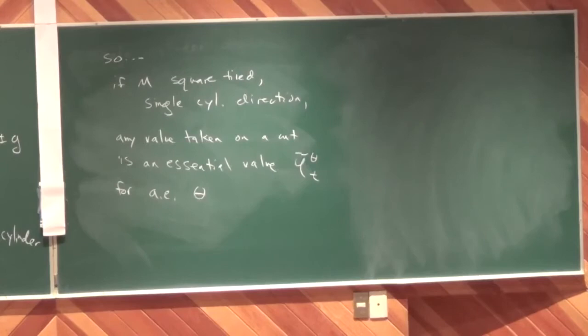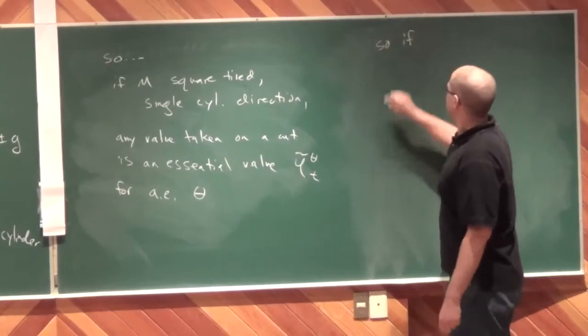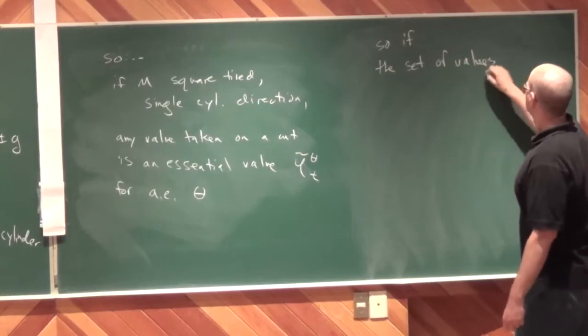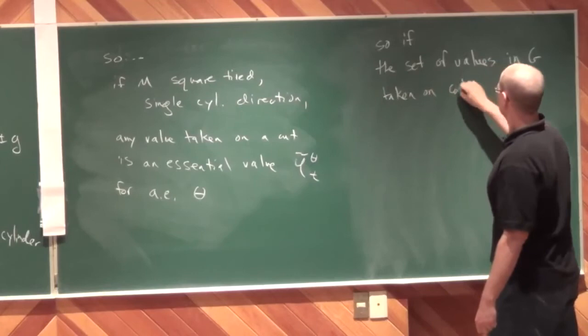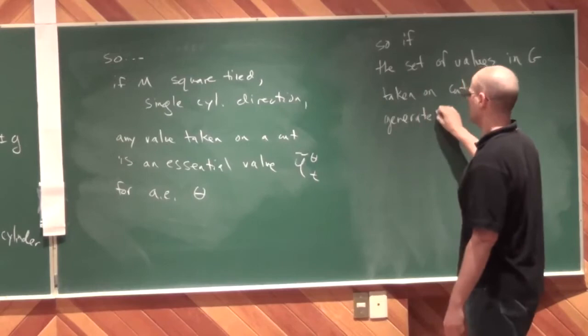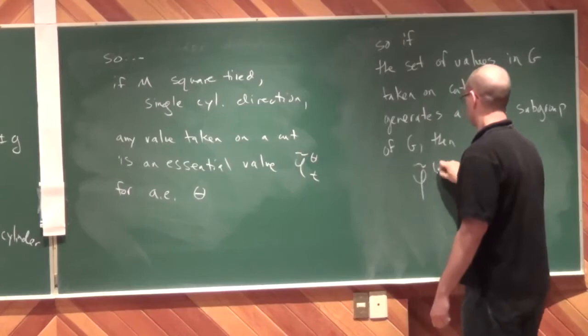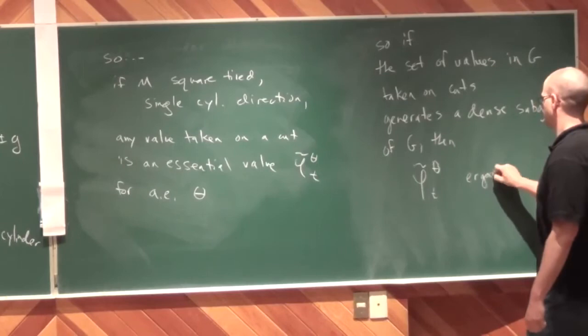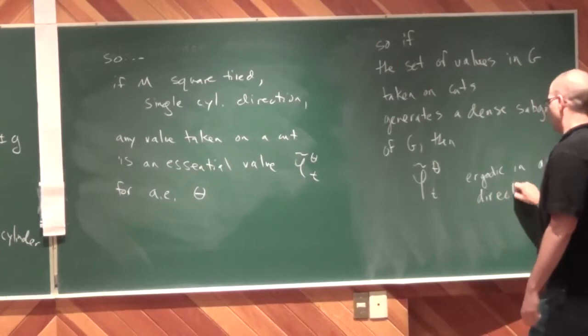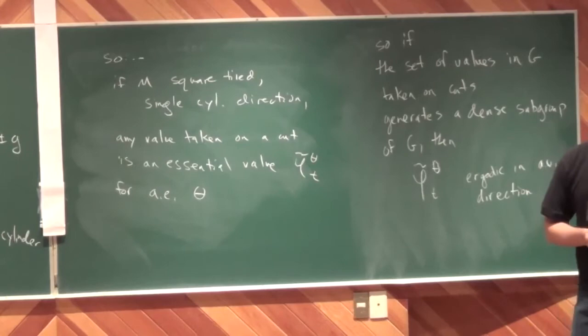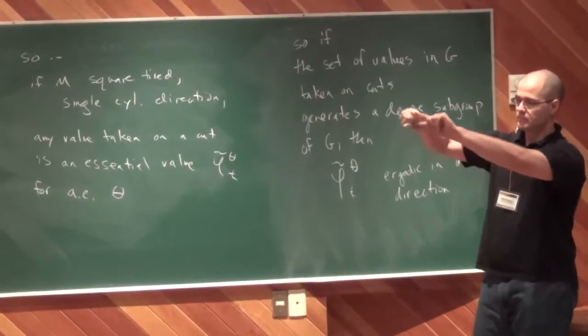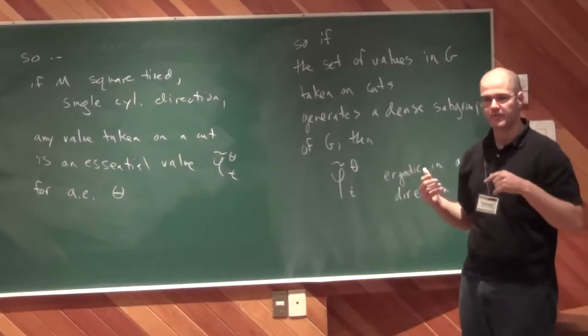So if the set of values in G taken on the cuts generates a dense subgroup, then this transformation is ergodic in almost every direction. Of course, what would happen if we had chosen values on the cuts that didn't generate a dense subgroup? We would automatically know that the skew transformation is not ergodic, because there's some open set in G that ergodic sums can never even enter. So there's a portion of the skew space M times G that our flow will simply never enter.